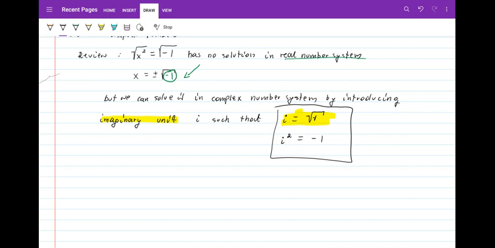So now that we know the imaginary unit I, we can introduce complex numbers. So let me give you the definition of complex numbers. Complex numbers are the numbers which can be written in the form a plus bi, where a is the real part and b is called the imaginary part.